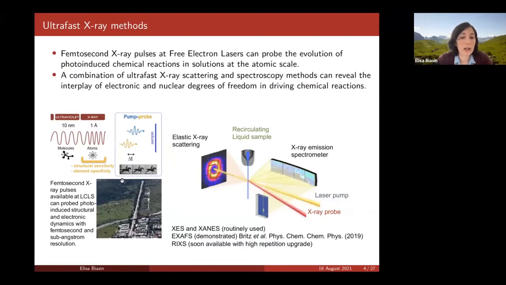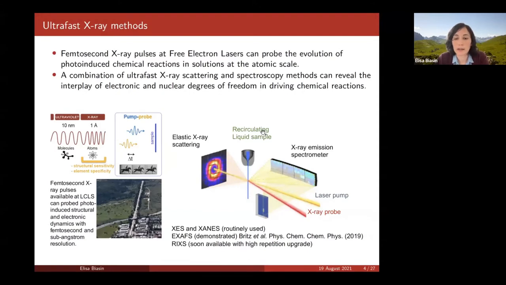Then if we carry out this experiment at an X-ray free electron laser, like the Linac Coherent Light Source, which is a facility at SLAC, and it's where I'm conducting the experiment I'm going to present today, then we can achieve femtosecond time resolution, and we can really monitor electronic and structural dynamics in real time.